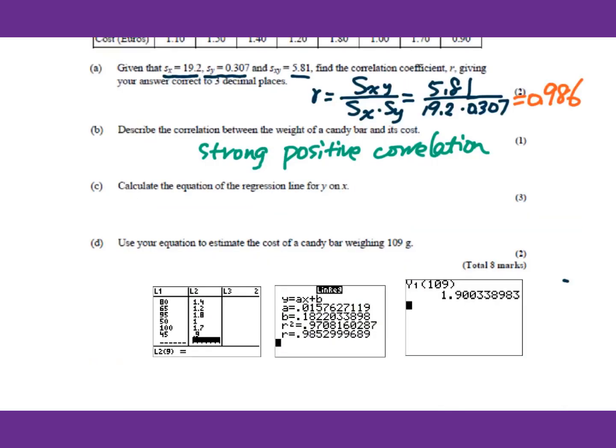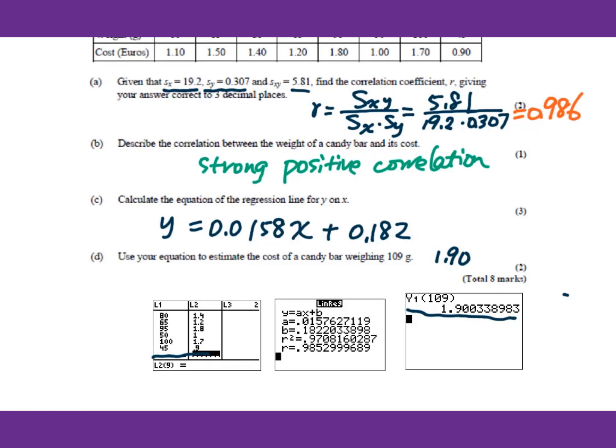If you put the data into the calculator and do the linear regression, you will get y equals 0.0158x plus 0.182. For D, use your equation to estimate the cost of a candy bar weighing 109 gram. You can use the calculator and get 1.90. Remember the unit is euros.